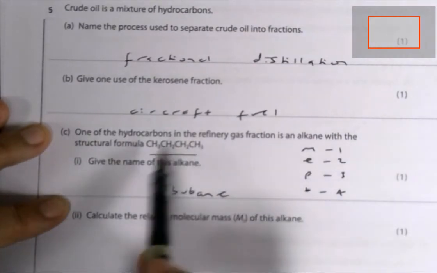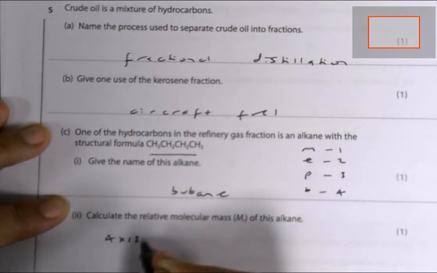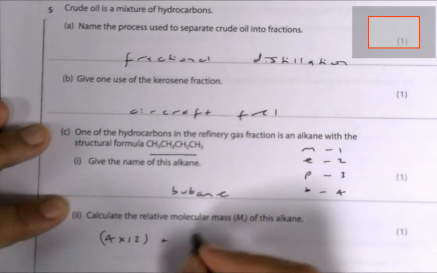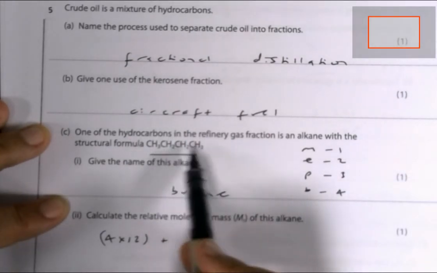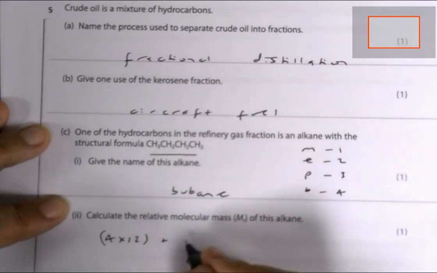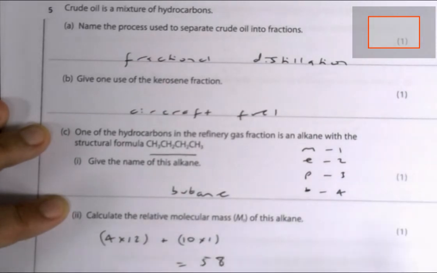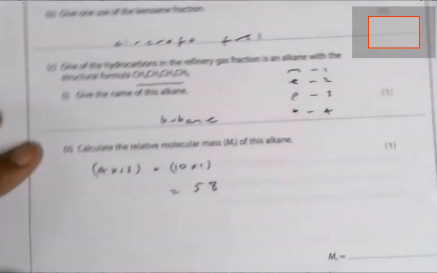Okay. And calculate the relative molecular mass of this alkane. So I can already see that I've got 4 carbons, so 4 times 12, because the atomic mass of carbon is 12, plus I've got 10 hydrogens. I add those together and I get 58, and that's my relative molecular mass.